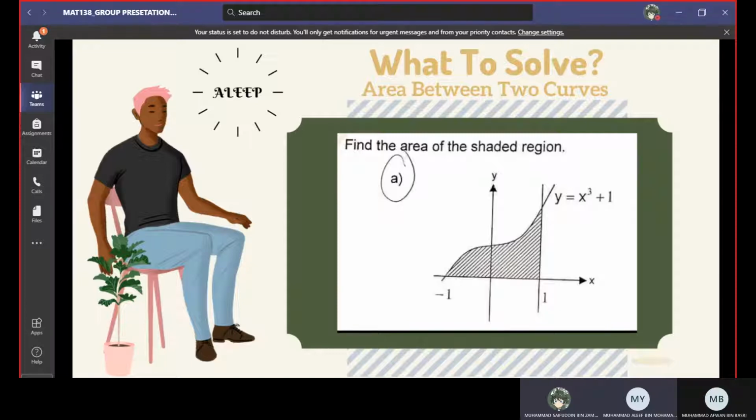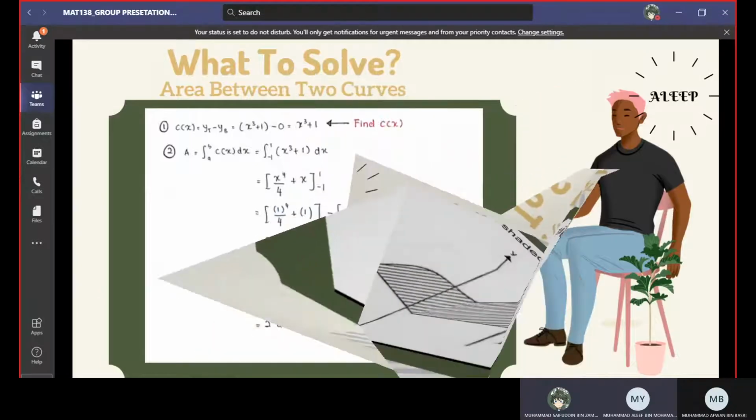And then, first of all, how to calculate c(x)? c(x) is equal to the first function, f(x), minus g(x), or we can call it y top minus y bottom. So let's see how to solve it.